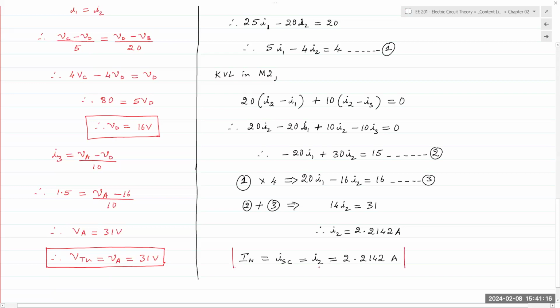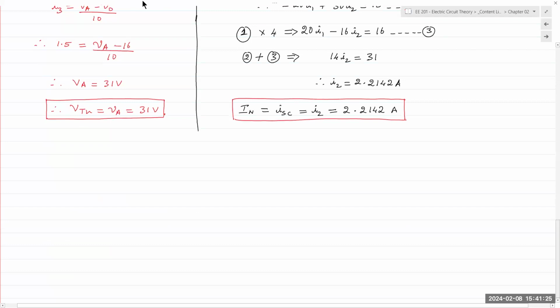Let's go ahead and verify that using Ohm's law. Let's see if that works. By Ohm's law, I should have VTH equals IR, so IN times RTH. It's 2.2142 times 14, which gives me 30.99 volts, which is close enough. VTH.